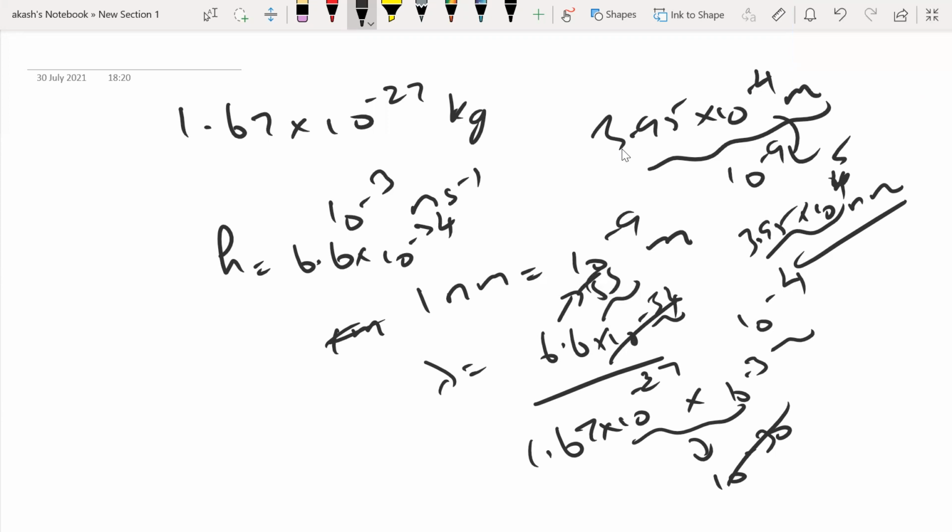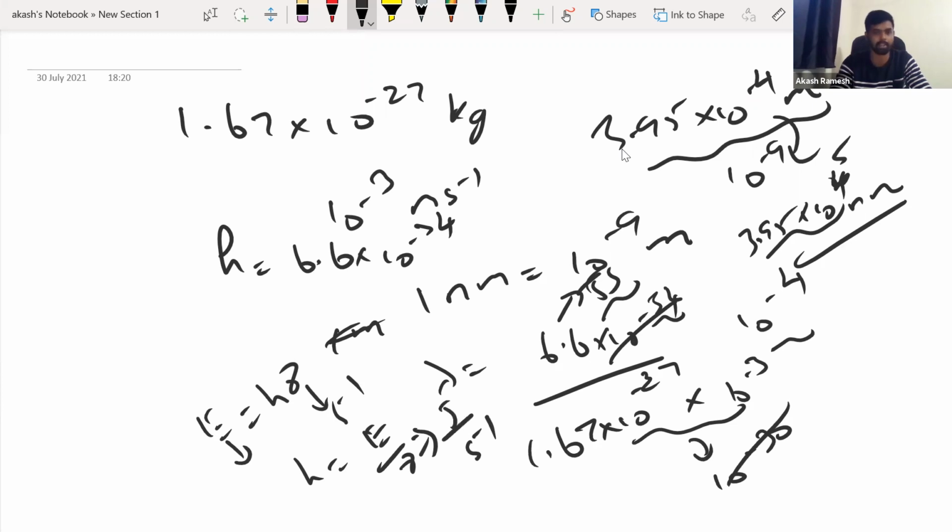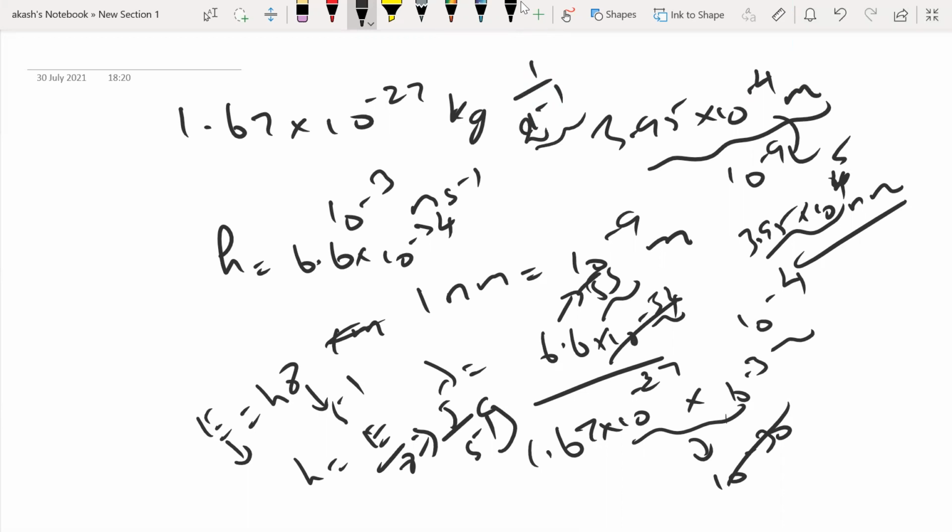Joule second, right? Because, sorry, E is equal to h nu, right? So H is basically E by nu, right? So this will be joule divided by per second. Now this per second goes up, right? It will become joule second. So anyways, this is joule second, right?